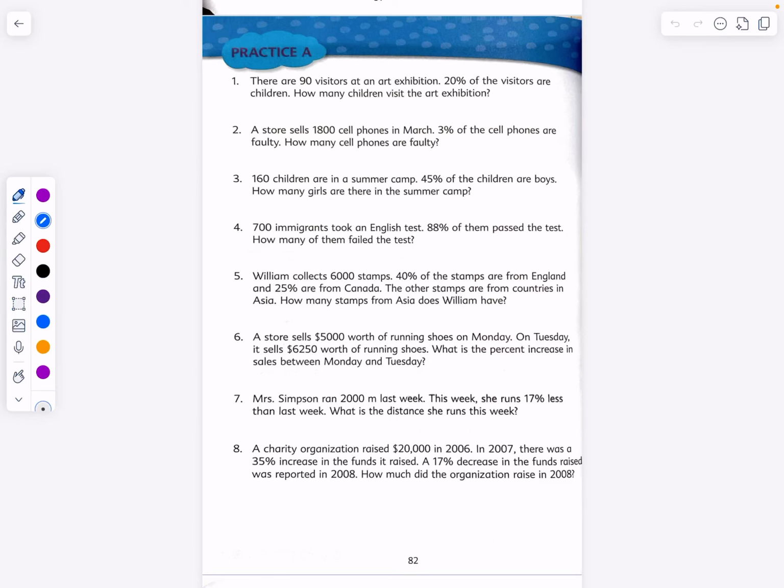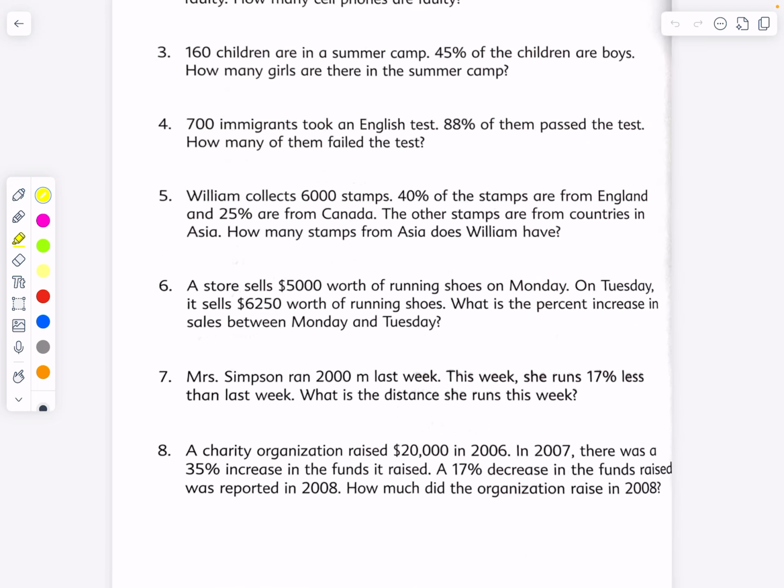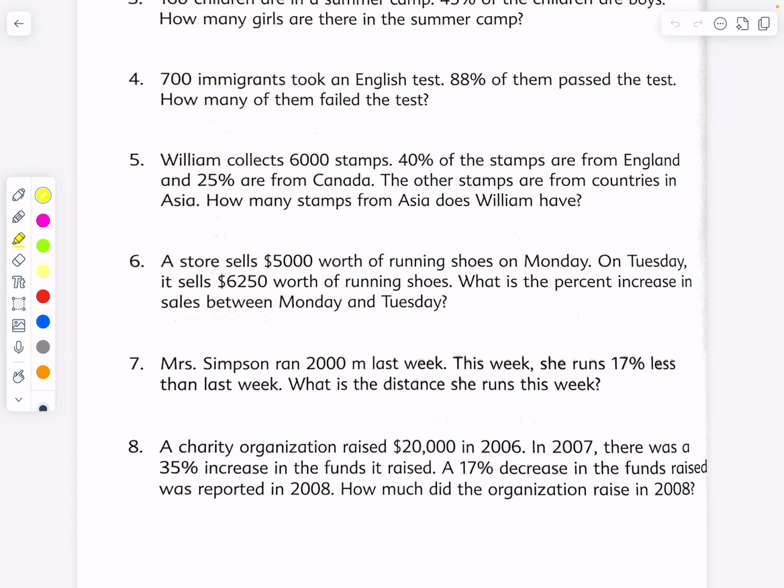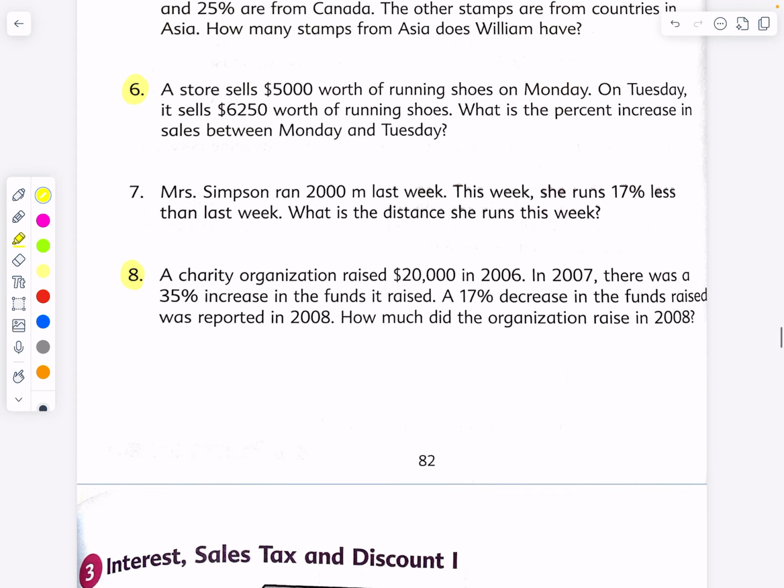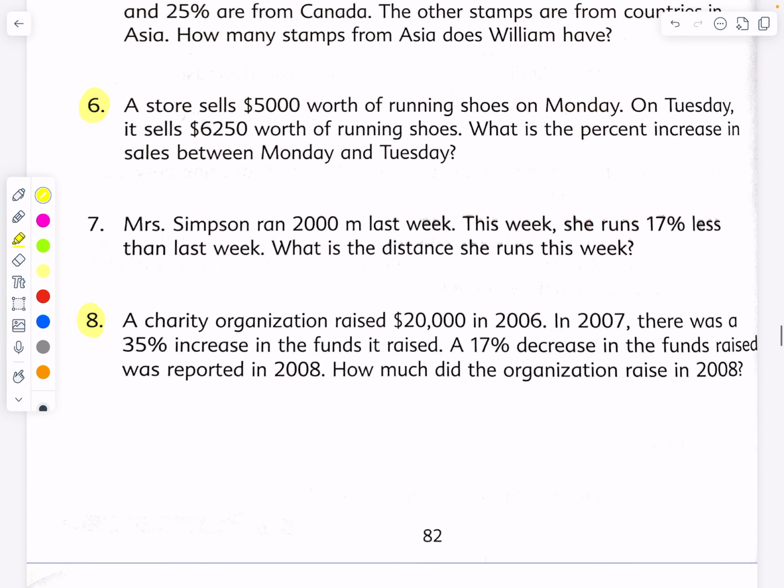We continue solving more and more examples of percent change problems. Take a look at practice A on page 82. We are going to work on problems number 6 and number 8 about percent change. So let me bump it up.